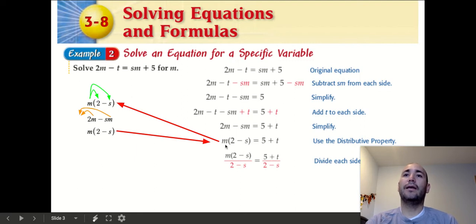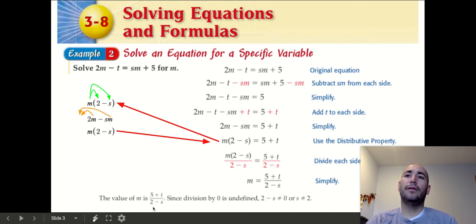And then again, if I'm solving for m, I want to get rid of this parentheses. The opposite of multiplying by what's in the parentheses is dividing by what's in the parentheses. And if you notice, these will cancel out. It leaves me with just m. And on the right side of the equation, I don't know what those variables are, so I can't simplify them any farther. So that is my answer. m is equal to 5 plus t over 2 minus s.